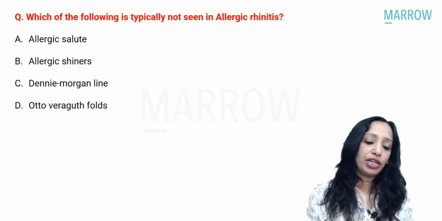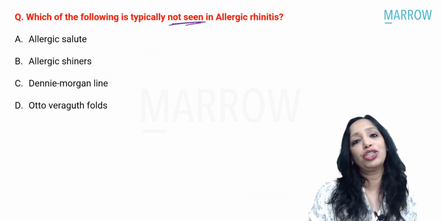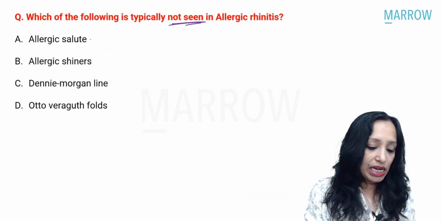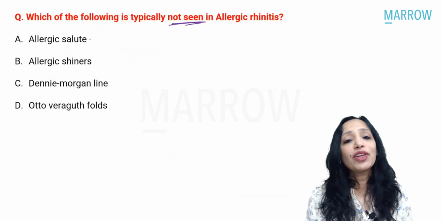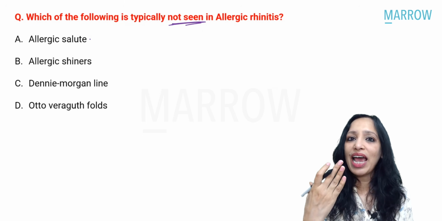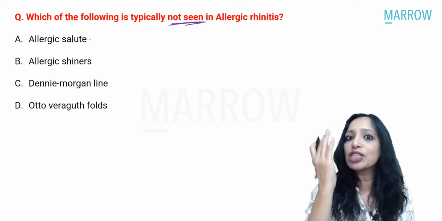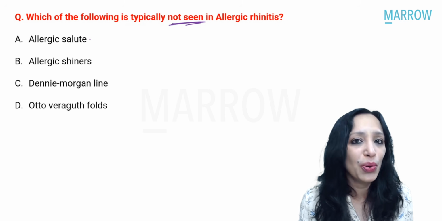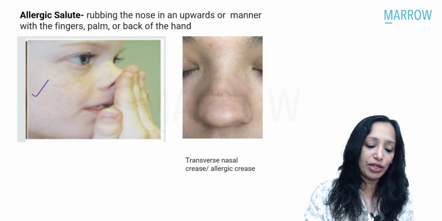So coming to the next question, which of the following is typically not seen in allergic rhinitis? Allergic salute, is that seen? What is allergic salute? Yes, patients of allergic rhinitis have a lot of itching, sneezing, runny nose. So they have this gesture of rubbing the nose either in the upward or in the transverse direction. And this gesture is what is known as allergic salute. So yes, we do have a picture of this. This is what is allergic salute.